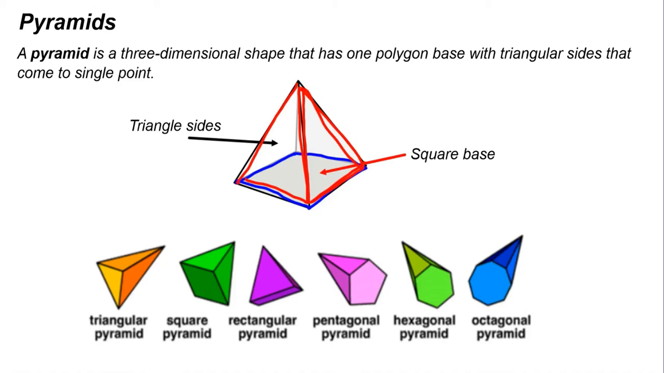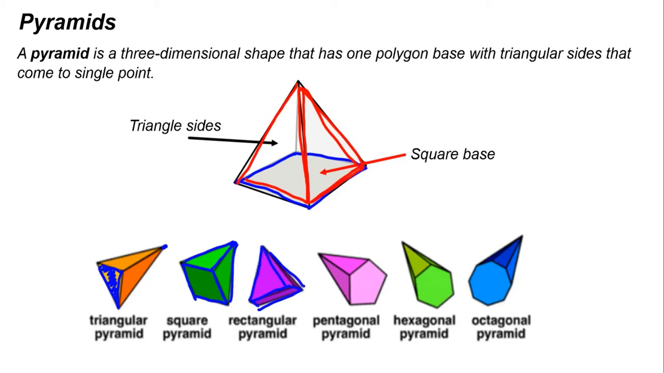So again, we have different types of pyramids. Again, they're named after the shape of their base. Here would be a triangular pyramid with a base right here, that's a triangle, and then all these triangles come to a single point here. Here's a square pyramid where the base is a square, and all the triangular sides come to a single point. Here would be a rectangular pyramid where the base right here is a rectangle and all the sides come to a single point.